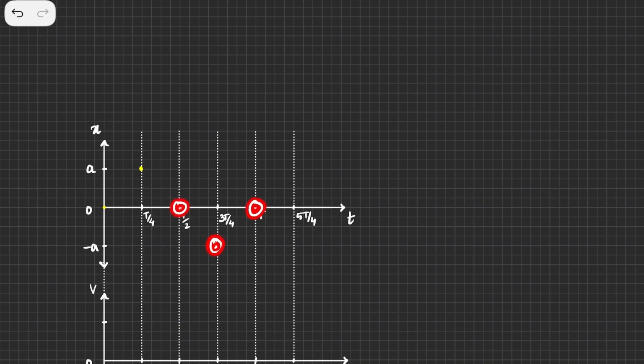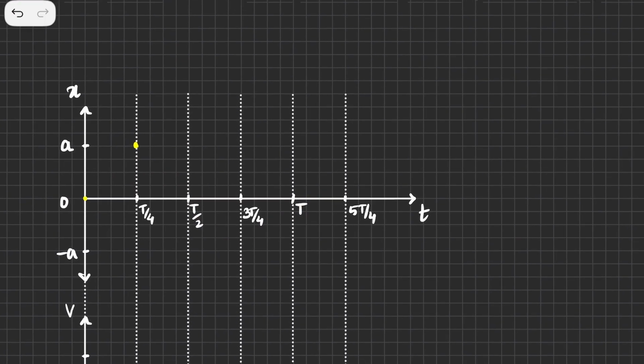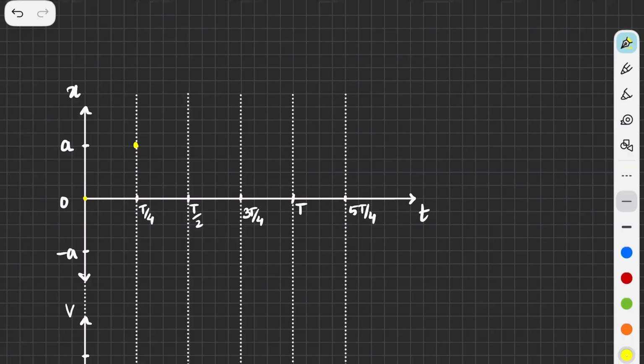Then you can keep on doing it, and you will see all the points would look somewhat in this pattern. Now we can join these points and it should be a curve. I'll plot it and make sure that it looks good. So this is the next 0, and then you have this. This curve would look like this.